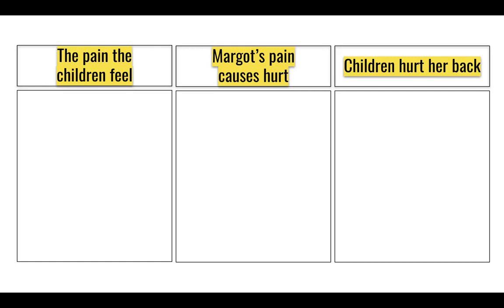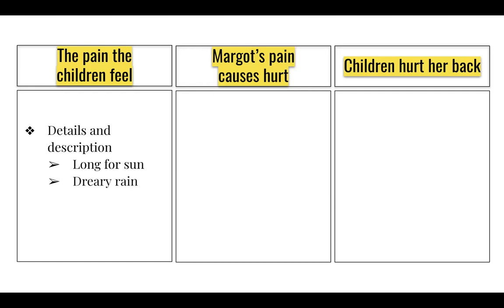So how could I turn this into paragraphs? Well, the first one, the pain the children feel. Now I've got to go back and think through different passages, different moments, think across the whole text. I think there are some details and description that Ray Bradbury used that show us that the children feel pain when they're longing for the sun, when they're dealing with the dreary rain that's there constantly. They have to endure that. And then they have this painful jealousy of Margot. So there's a few different things I could write about in that first paragraph.